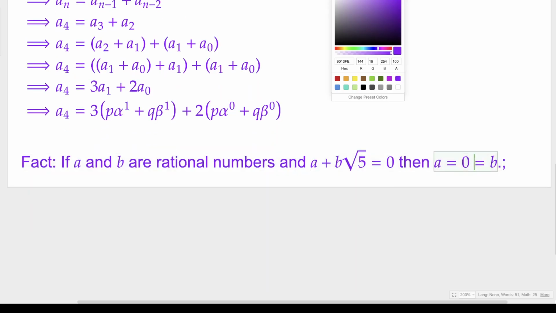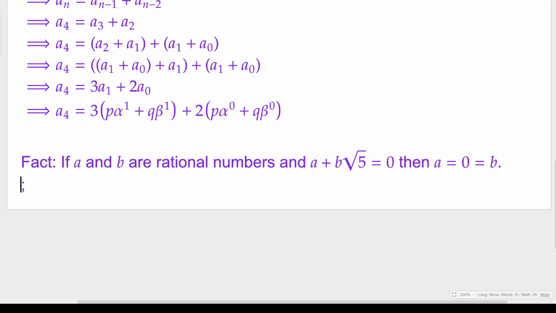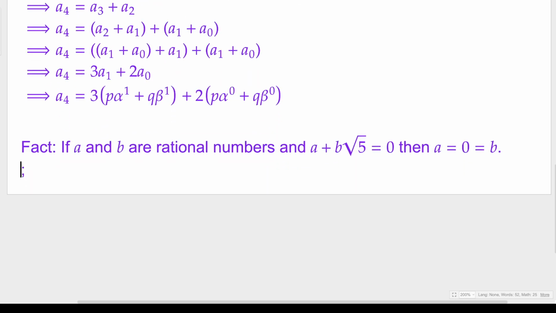So yes, that is, if a and b are rational numbers and we are having this form, that is a plus b times square root of 5, that is equal to 0, in that case a and b have to be 0. So that is the requirement here.